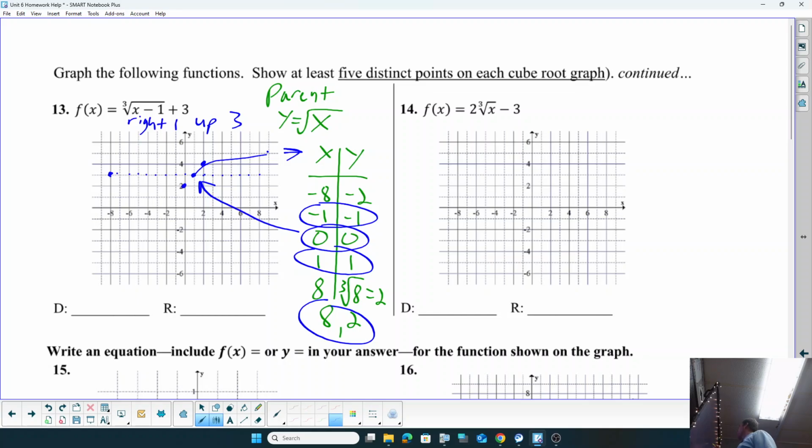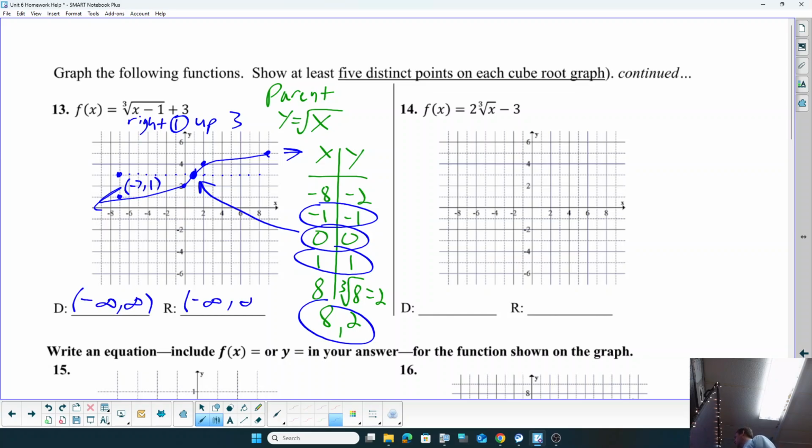Did I miscount? Oh no, you're going over 1 because of the right one. So this should actually be at 7. And then down 2. So that third coordinate right there should actually be at the 7 mark, and then up 1. Okay, good. I think we got that. That was our big origin. Domain: negative infinity, positive infinity. Range: negative infinity, positive infinity.